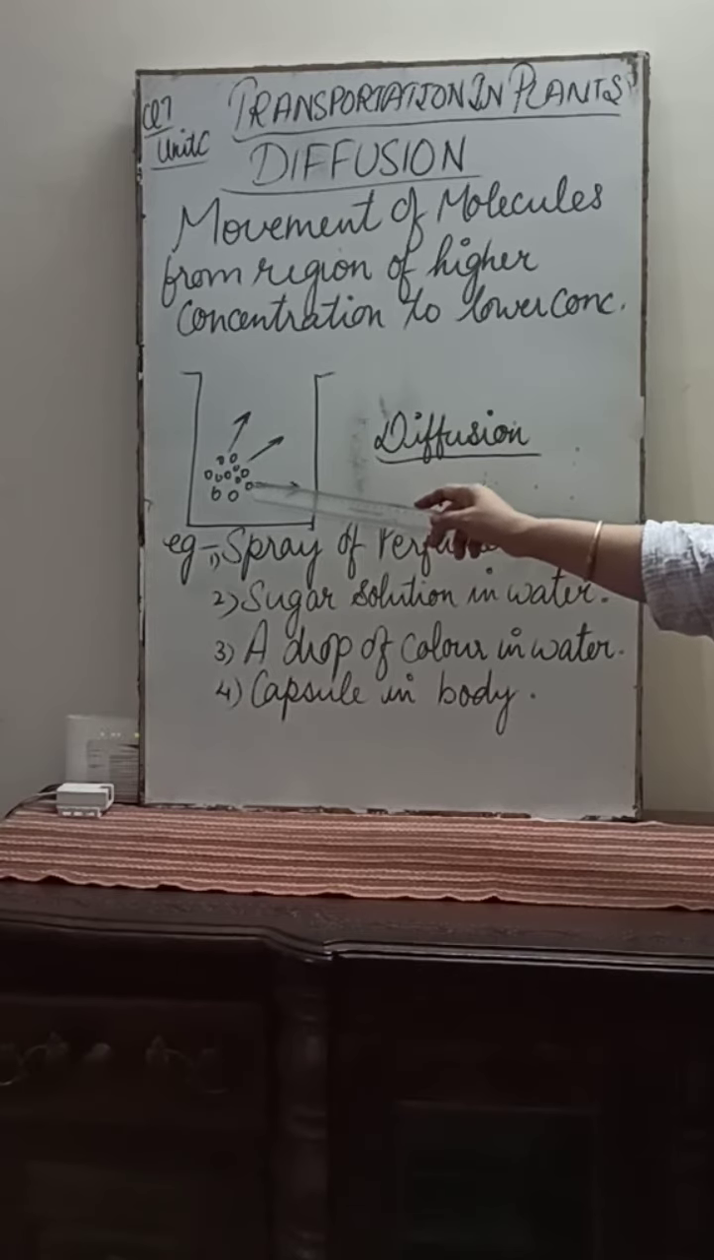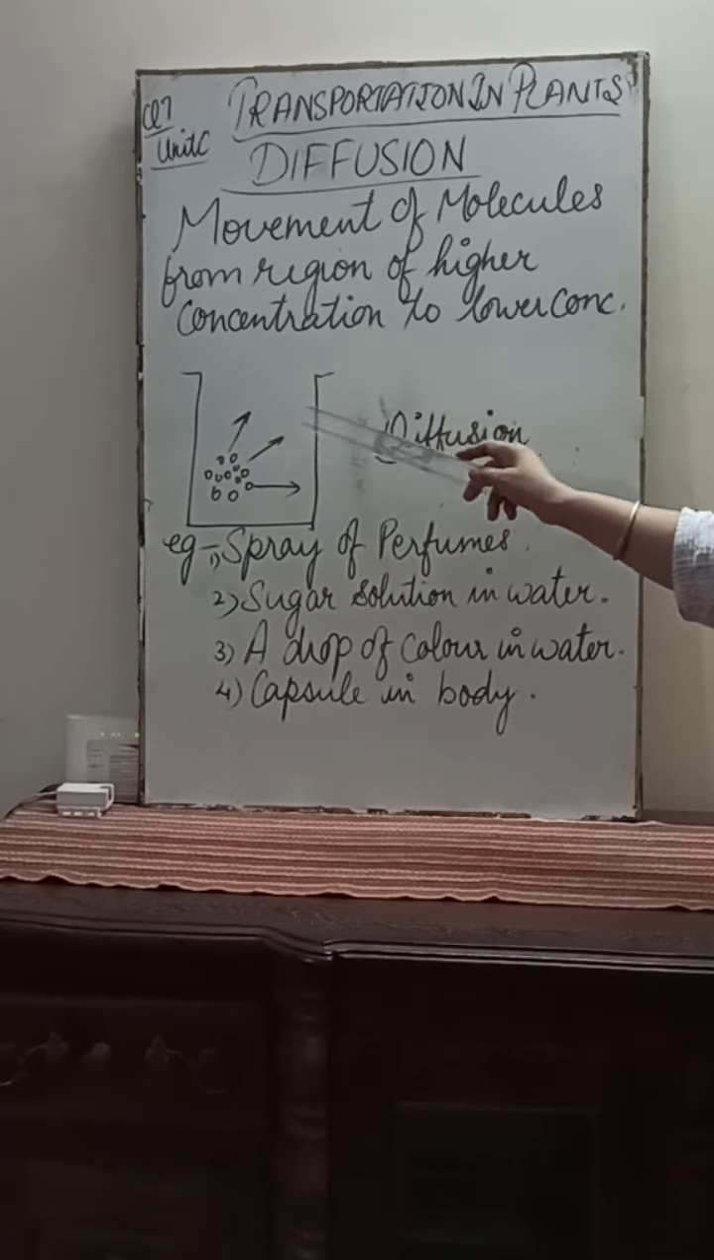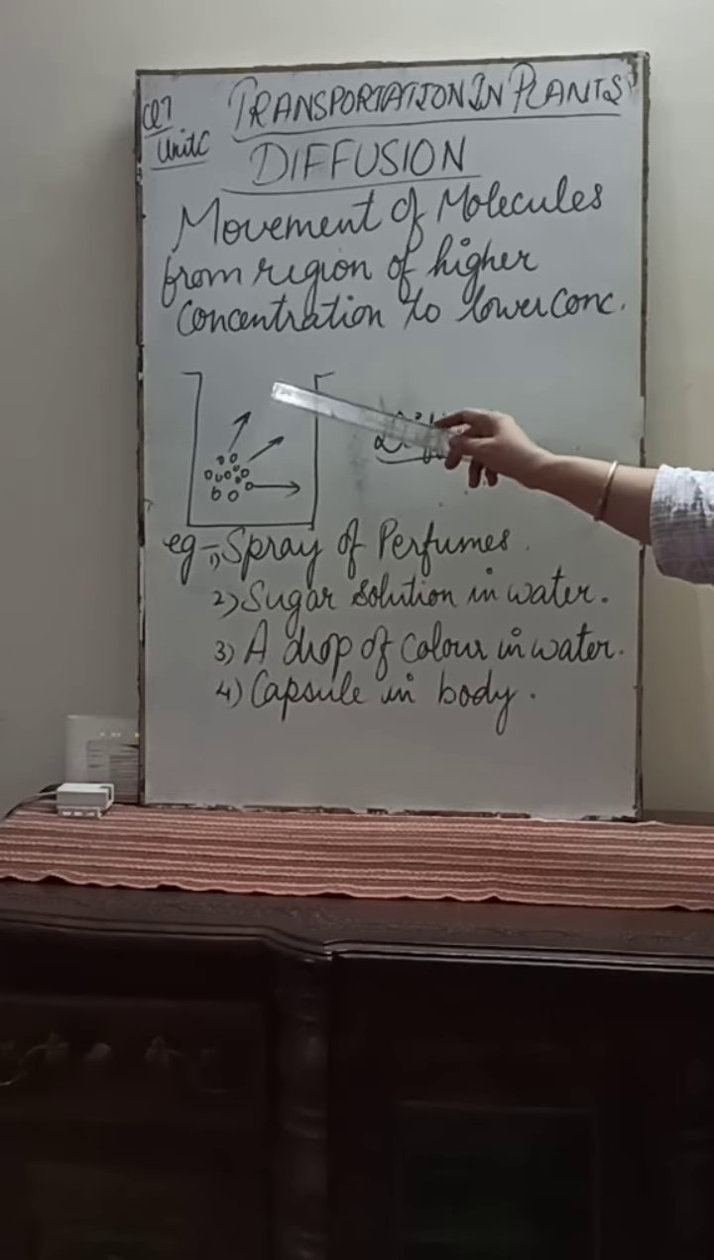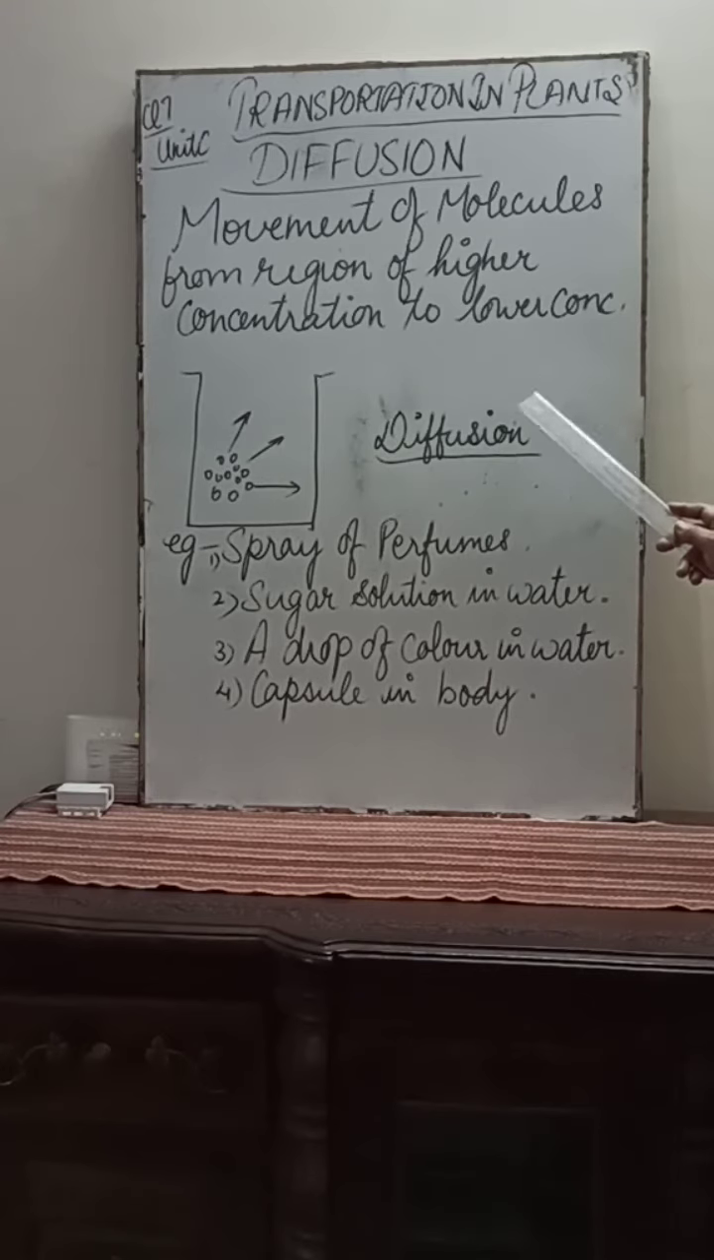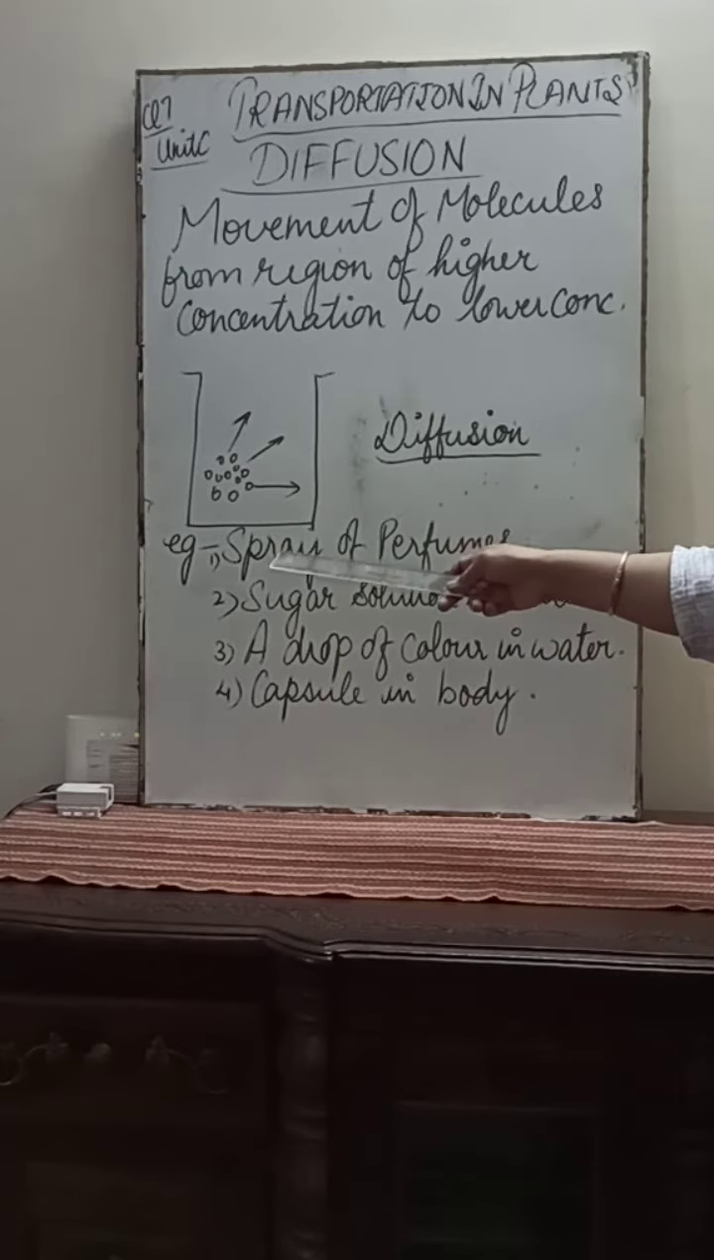So this is the higher concentration region and they are moving in all the directions. That is, they are moving towards the region of lower concentration. So this is the process of diffusion. Now this diffusion process takes place in plants while there's movement of water from the roots to the other parts of the plants. Now we shall understand this diffusion process with a few examples.